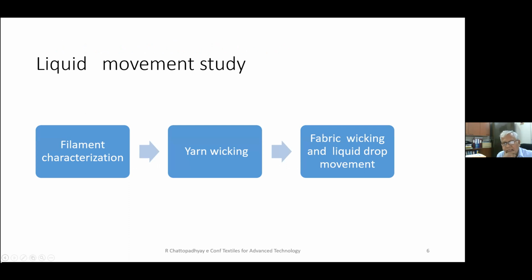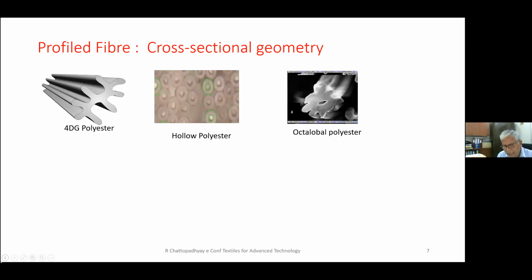So what we are trying to study in this particular presentation is that we are considering three important types of cross-sectional shapes which are nowadays available, and they are basically used for developing high wicking garments, especially in the area of sports garments. First of all, the filaments should be characterized, after that the yarn wicking has been studied, followed by the fabric wicking, just to know how the liquid moves.